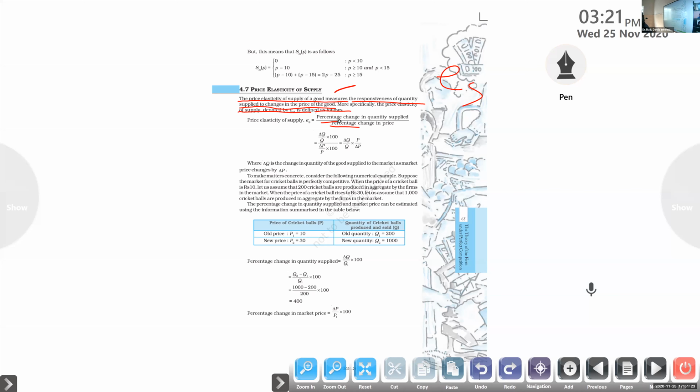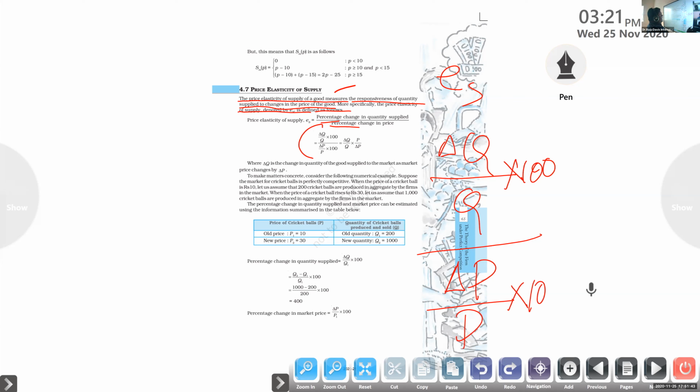Percentage change in the quantity supplied divided by the percentage change in the price. So we are able to rewrite it like this: delta Q divided by Q multiplied by 100, divided by the change in price divided by the price, also multiplied by 100.